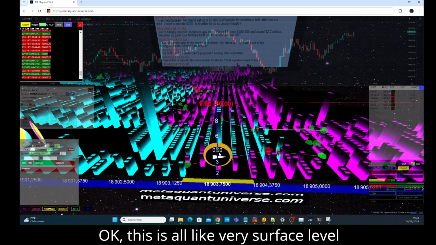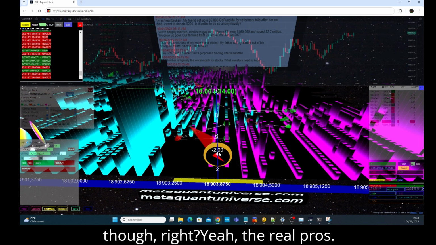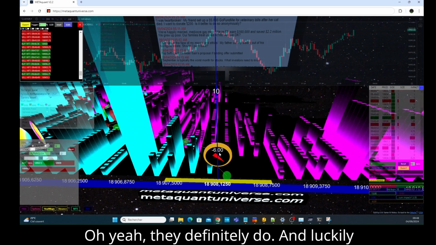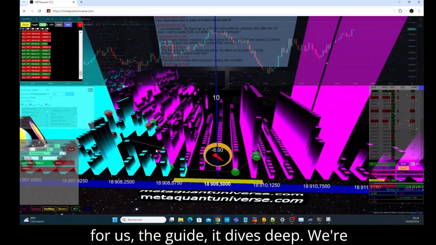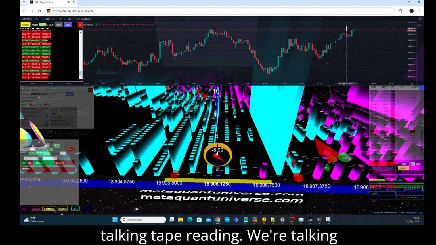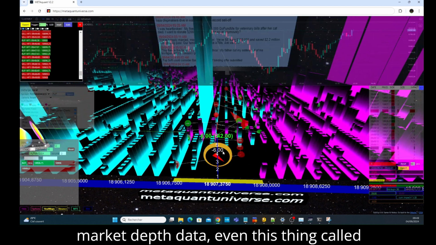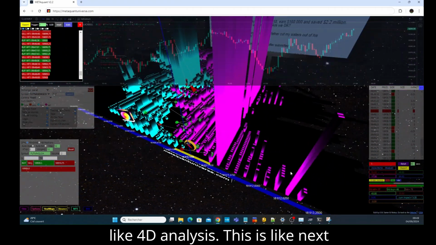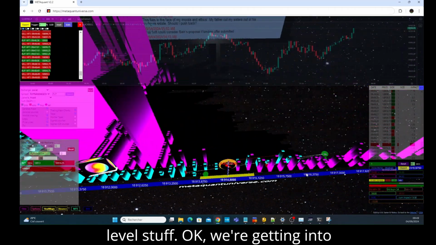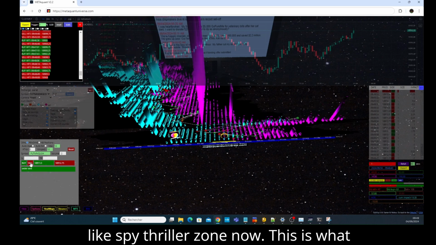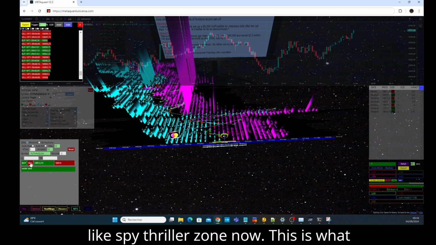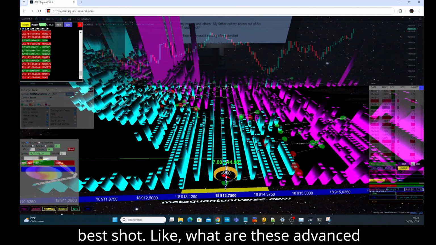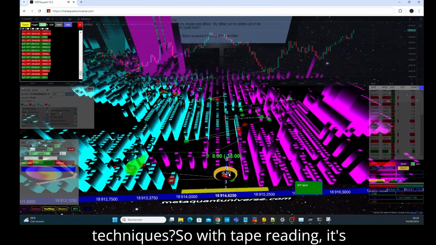Okay. This is all very surface level though, right? Yeah. The real pros, they've got to have some secret sauce, right? Oh yeah, they definitely do. And luckily for us, the guide dives deep. We're talking tape reading, we're talking market depth data, even this thing called 4D analysis. This is next level stuff. Ooh, okay. We're getting into spy thriller zone now. Yeah. This is what I'm talking about. This is what our listeners signed up for. Yeah. Hit me with your best shot. What are these advanced techniques?